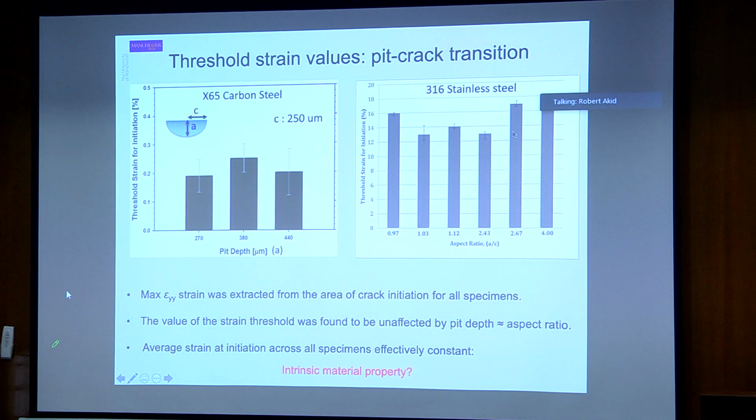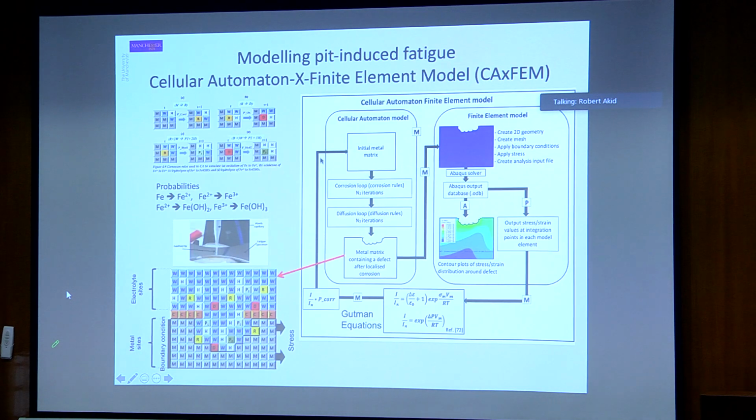And we've done this with a different material, a stainless steel. These are two completely separate studies done in different institutions. If you look at the stainless steel, again, we get this dependency of strain for the pit to crack transition. So we've started to question whether or not this is an intrinsic material property. But the value that we get for this material is then used in our modelling approach.